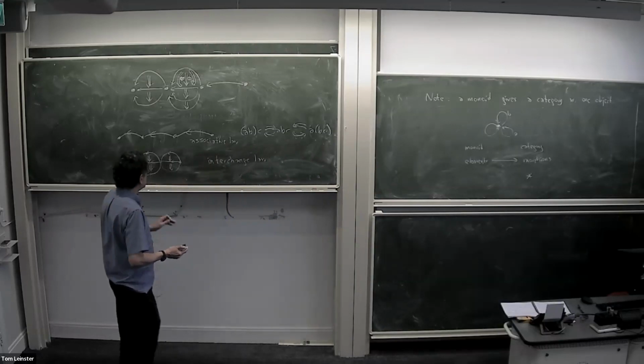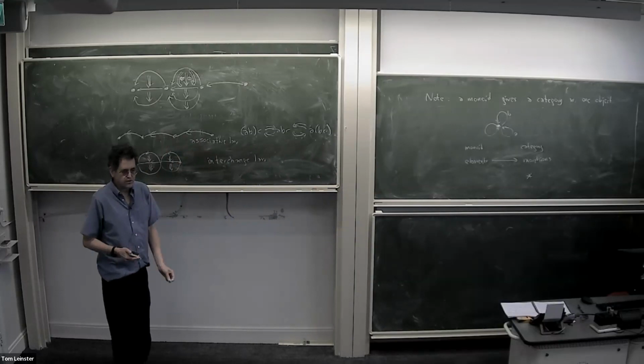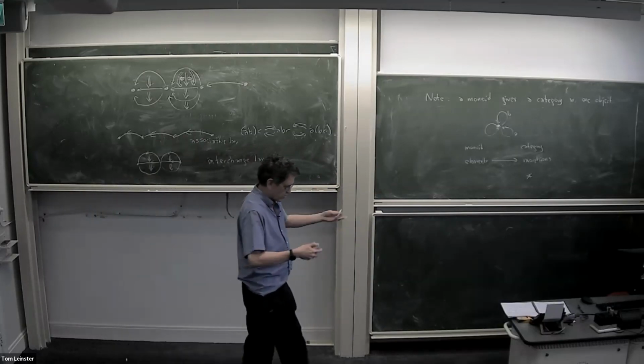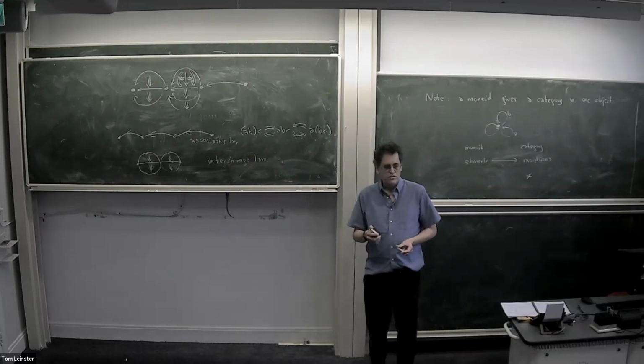But in a sense, the sort of new stuff is ones where they aren't invertible, where you have higher morphisms or higher morphisms that aren't invertible. And there are many examples of those as well. But does that at least help for now?